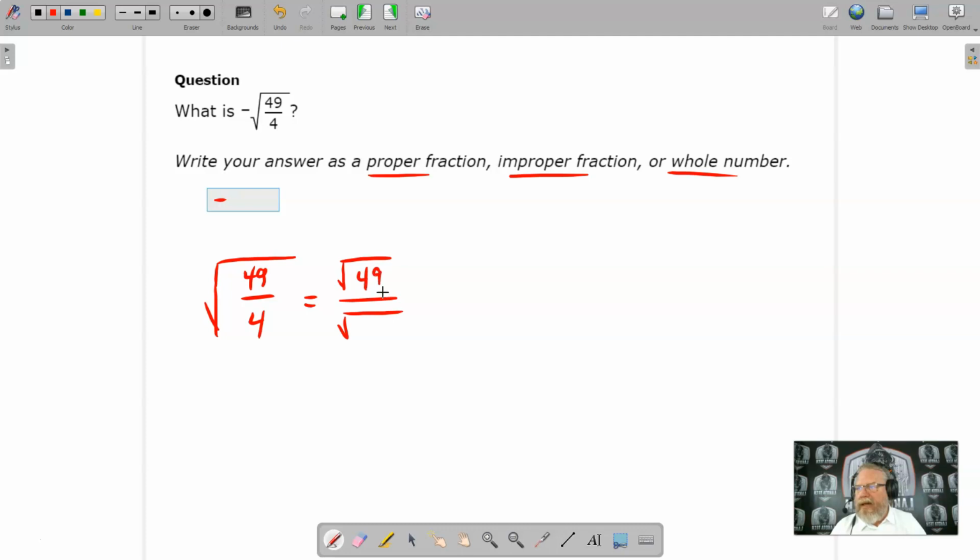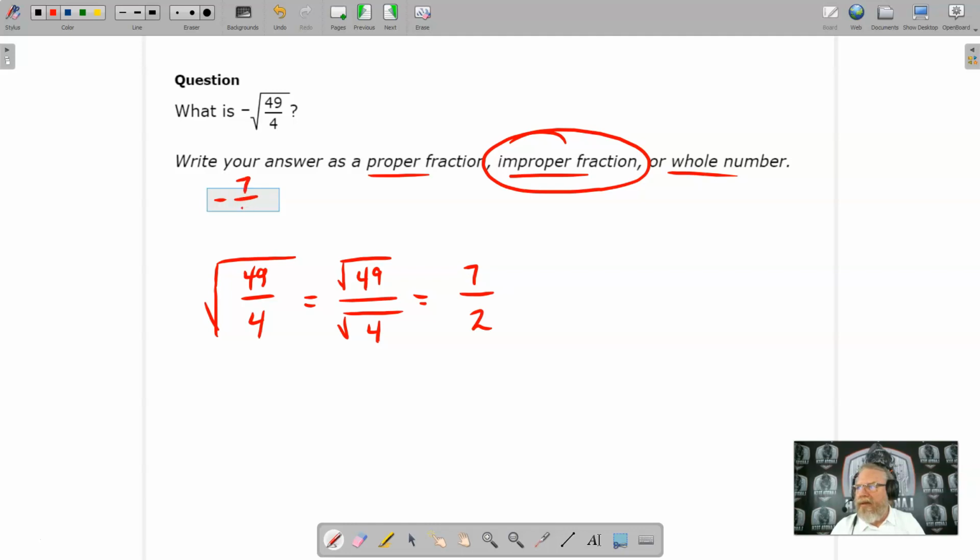And now let's distribute that radical symbol to both the numerator and the denominator. So square root 49 over square root 4. 49 and 4 are both perfect squares. 7 times 7 is 49. And 2 times 2 is 4. So the square root of 4 is 2. And we now have 7/2, which is a fraction, and it is an improper fraction. So this is our answer here.